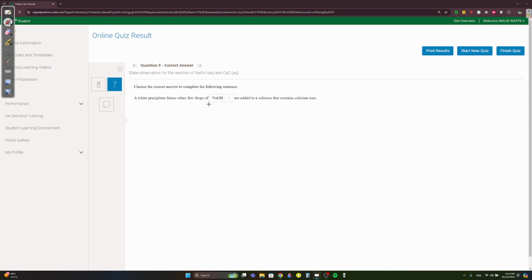9. A white precipitate forms when a few drops of something are added to calcium. Remember, calcium can only react with NaOH. It does not react with NH3. I'm not going to draw the table again. But when you get a precipitate with calcium, when you add NaOH.